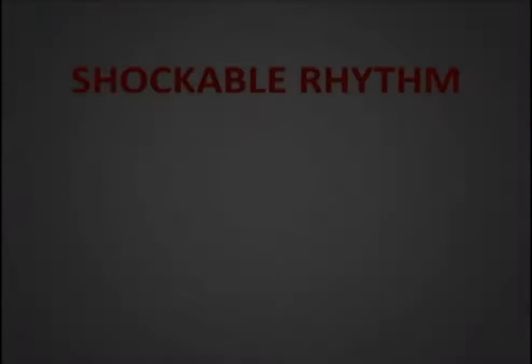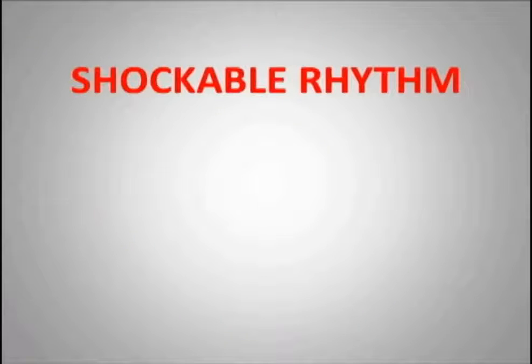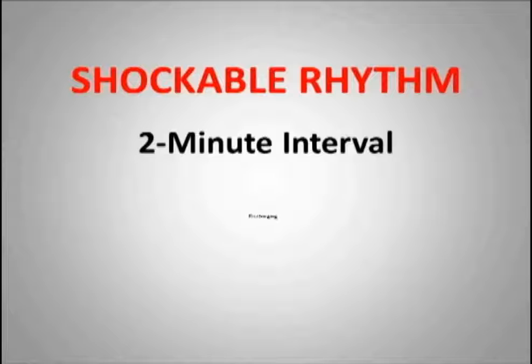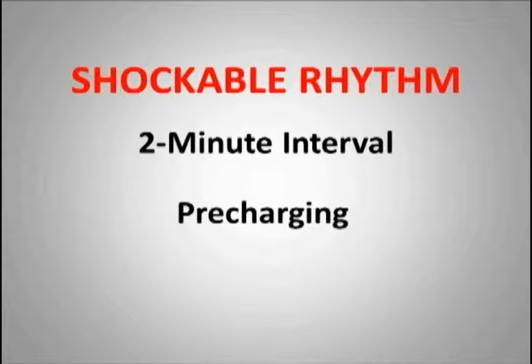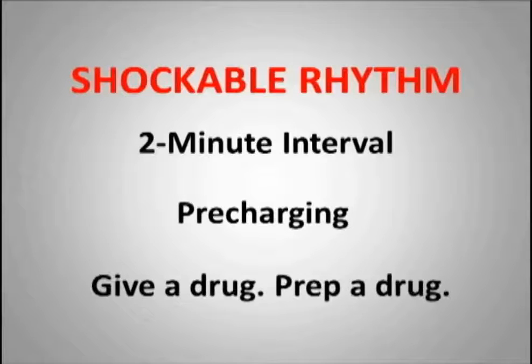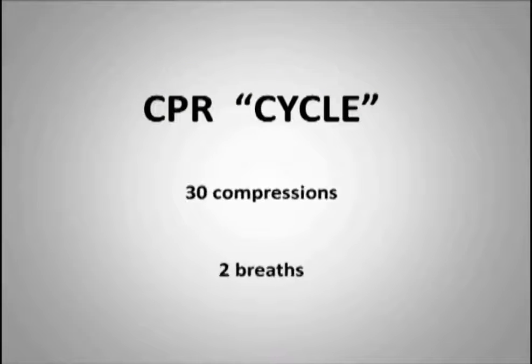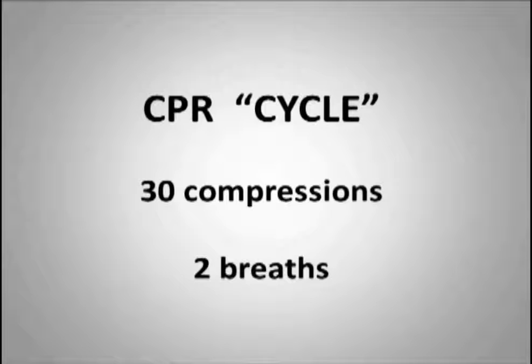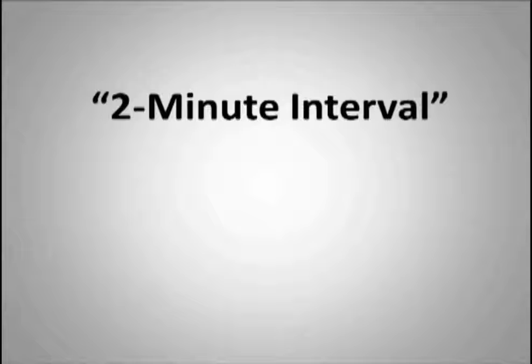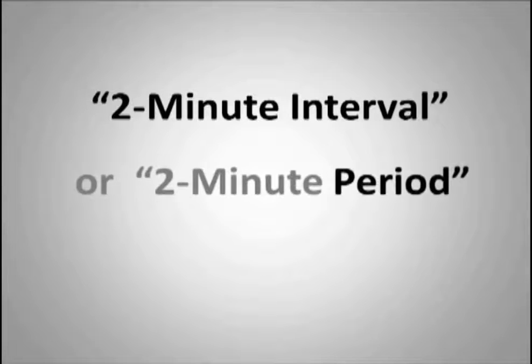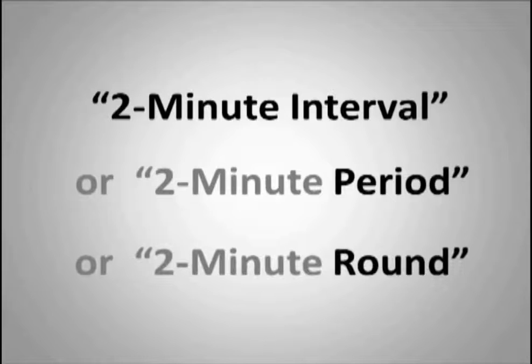The American Heart Association ACLS Shockable Rhythm Protocol, focusing on three concepts: the 2-minute interval, pre-charging the defibrillator, and give a drug, prep a drug. A CPR cycle, as you know, is 30 compressions and 2 breaths. 5 cycles comprise a 2-minute interval. We'll use this term. You might also hear 2-minute period or 2-minute round.